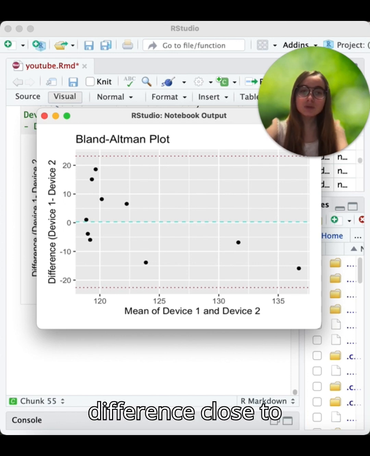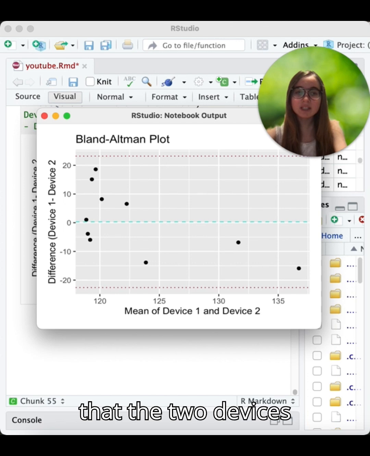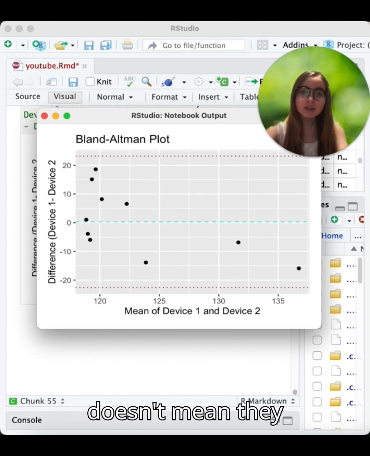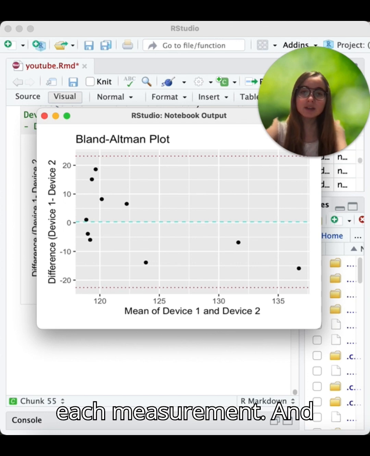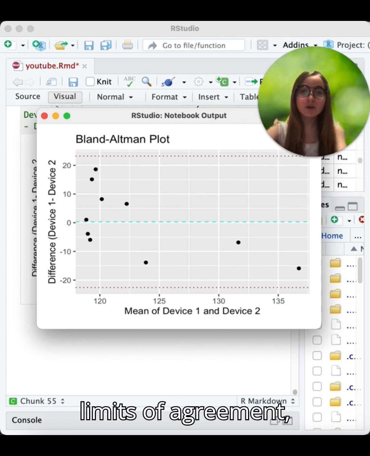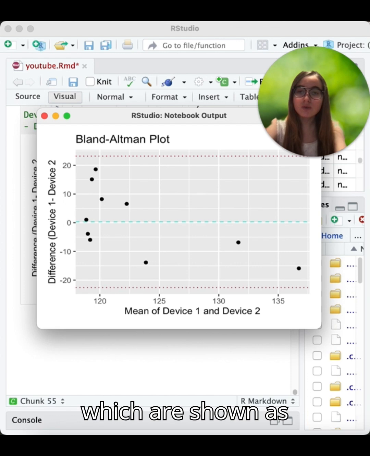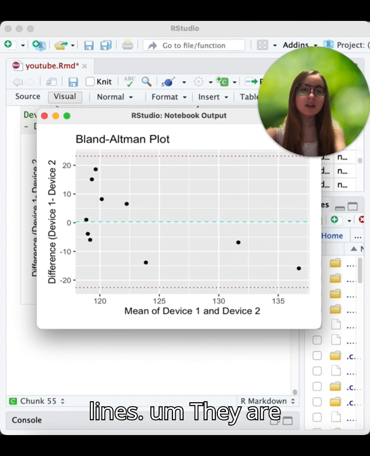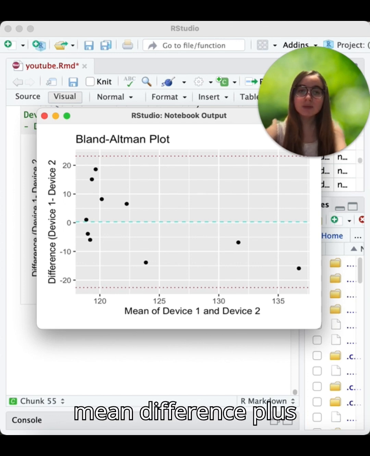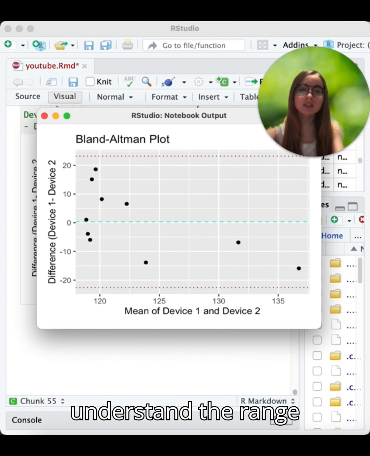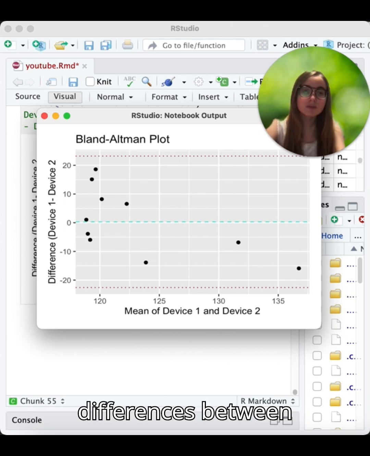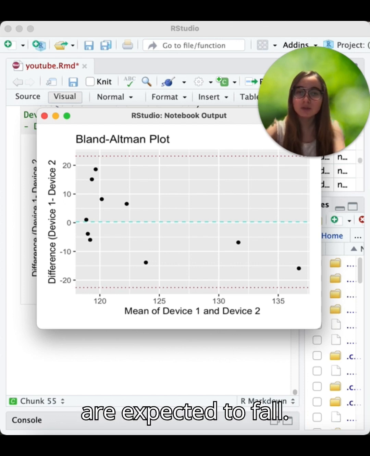A mean difference close to 0 here indicates that the two devices on average are in agreement, but doesn't mean they agree perfectly for each measurement. And then we have the 95% limits of agreement, which are shown as the maroon dotted lines. They are calculated as the mean difference plus or minus 1.96 times the standard deviation of differences, and these limits help us understand the range within which most differences between devices' measurements are expected to fall.